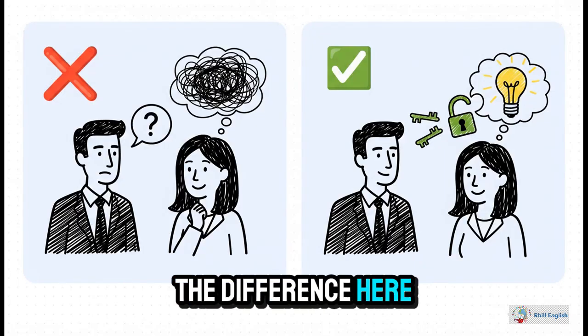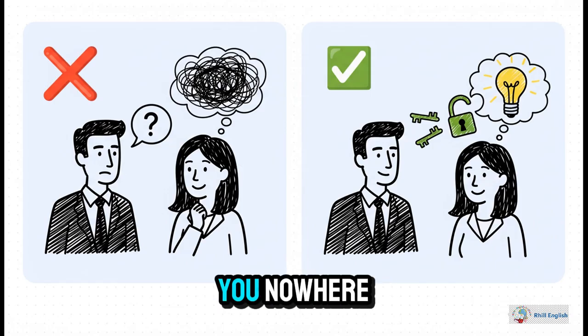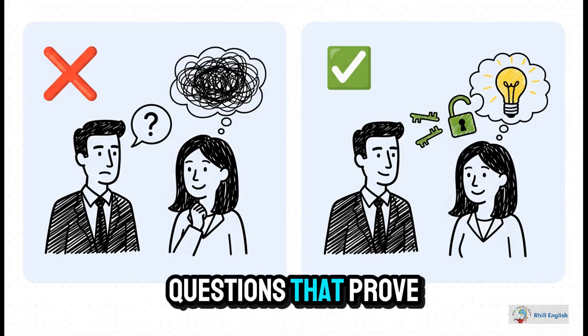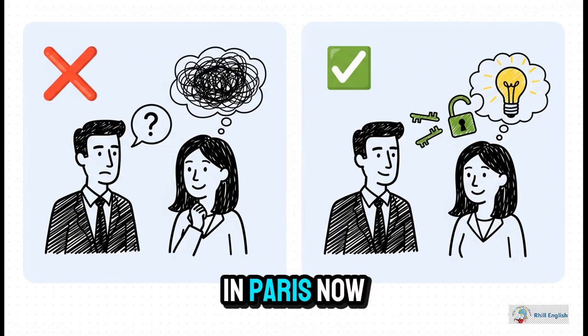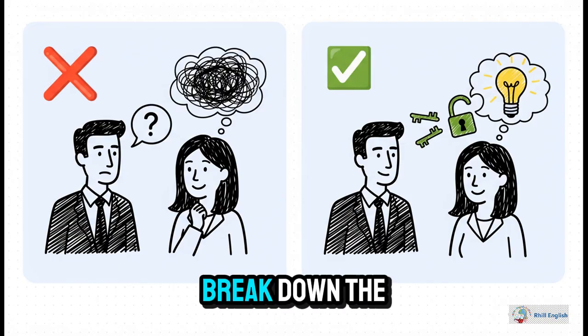Just look at the difference here. The question on the left gets you nowhere, but look at the CCQs on the right. For the sentence, "He used to live in Paris," you don't ask, "Do you get it?" You ask simple questions that prove understanding. Does he live in Paris now? The answer has to be no. Did he live there in the past? Yes. See? These simple questions break down the core meaning.